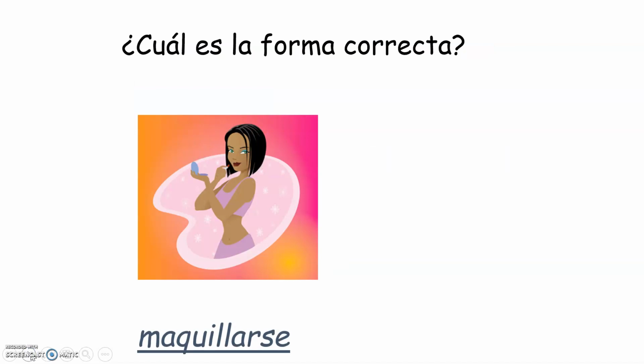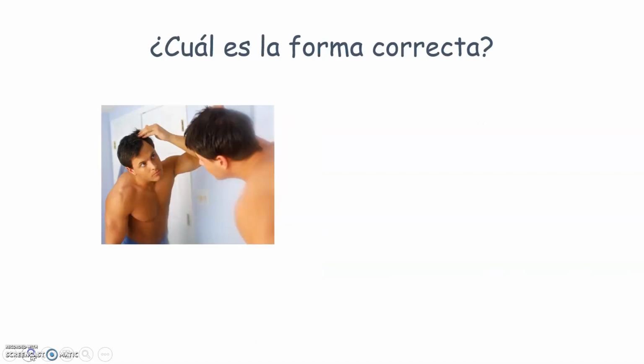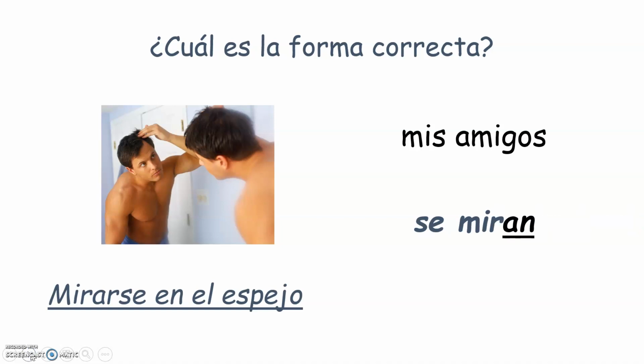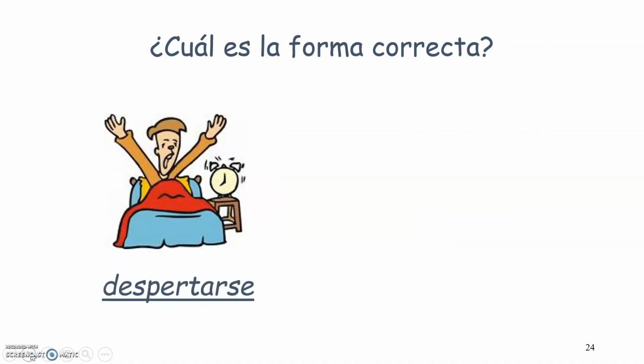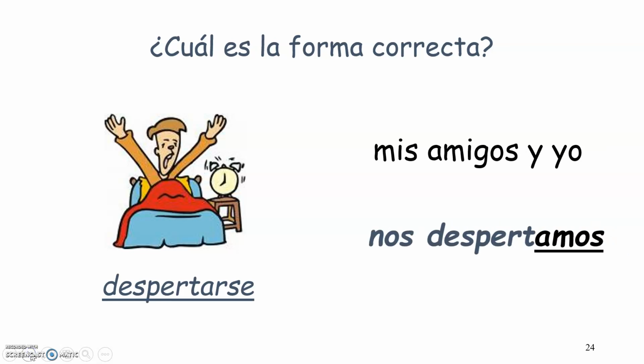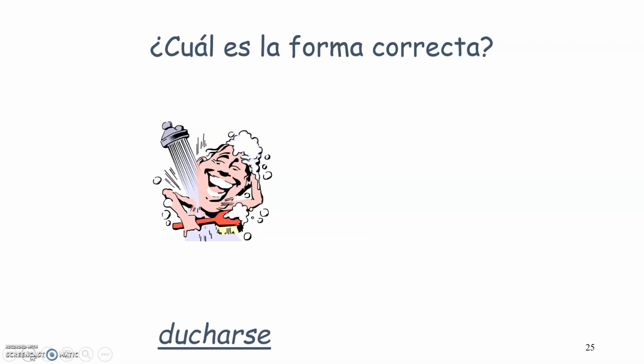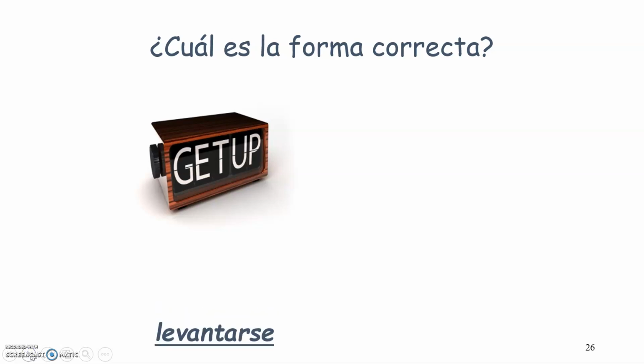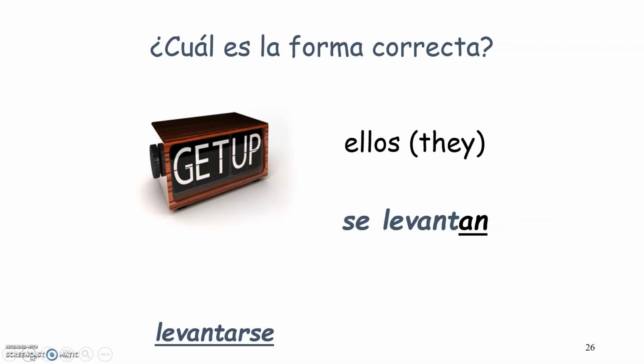Y ahora, maquillarse, to put one's makeup on. Mi amiga y yo, my friend and I, nos maquillamos. Mirarse, mirarse en el espejo, to look at oneself in the mirror. This is a reflexive verb too. ¿Cuál es la forma correcta? Mis amigos se miran en el espejo. Despertarse. Now we've seen this one before. Mis amigos y yo nos despertamos. Ducharse. Again, we've seen him. Sus hermanos, his brothers, se duchan. And levantarse. Let's get up. They, ellos, se levantan.